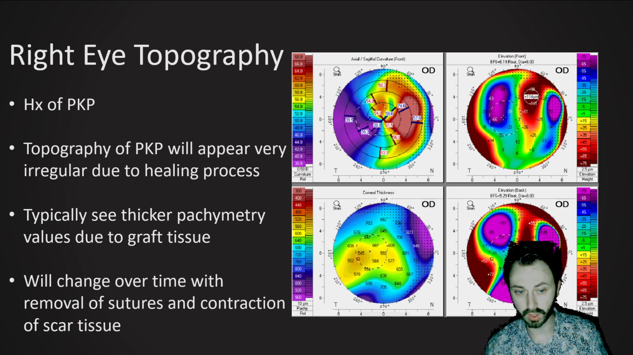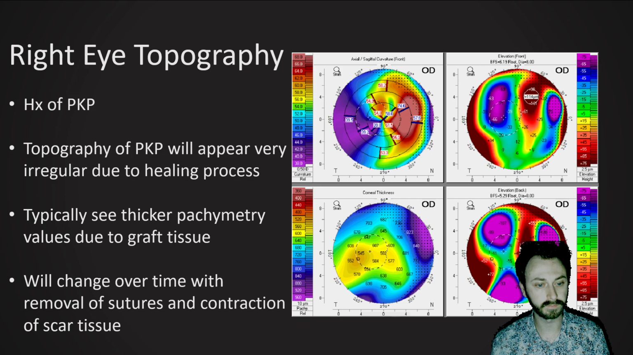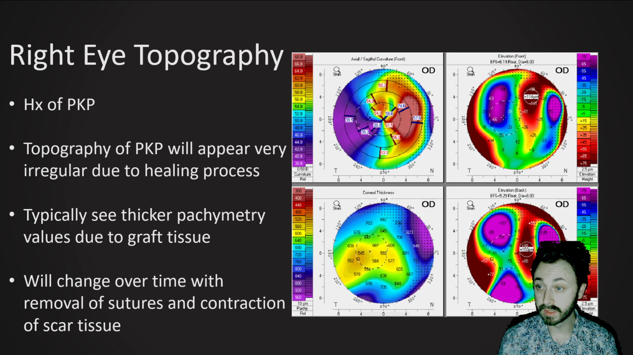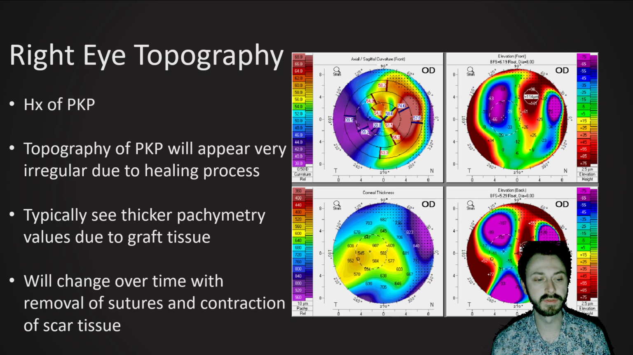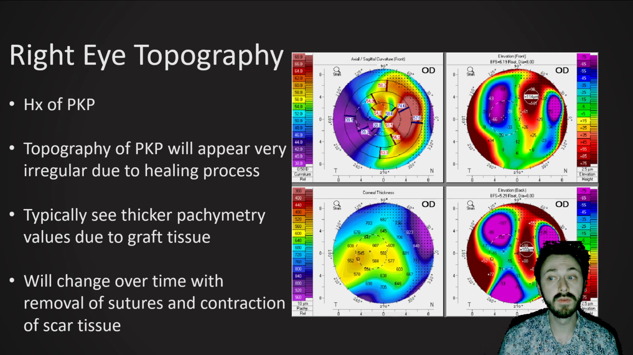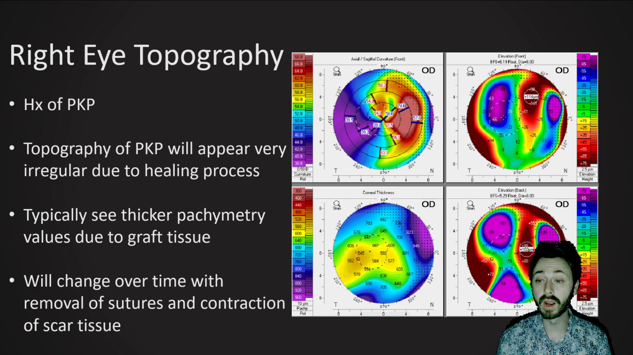We do typically see a thicker pachymetry value due to this graft tissue. But it is important to note that this changes over time because the sutures that are embedded may need to be removed and likely will be removed throughout the life of the graft. And scar tissue may change as sutures are removed and the cornea continues to heal. And so you may have sort of a moving target caring for penetrating keratoplasty patients as their cornea is constantly changing.